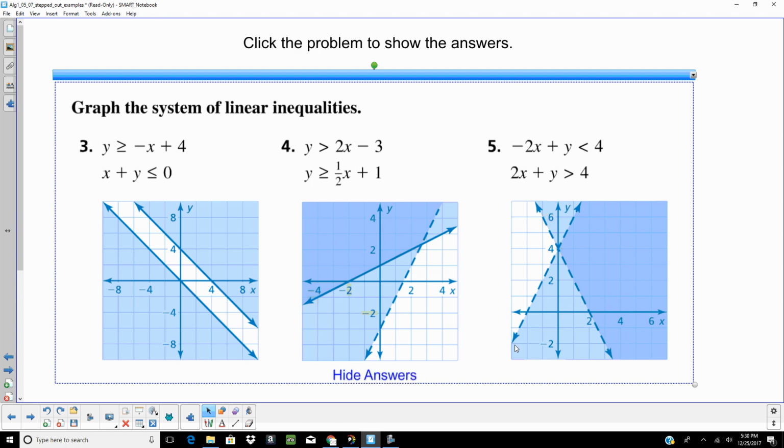So here's my equation number 1. For equation number 1, I'm shading down lower. Here's my equation number 2, I'm running my mouse along it. And that one is greater than, so I'm shading above. Where it's dark blue is your final solution.